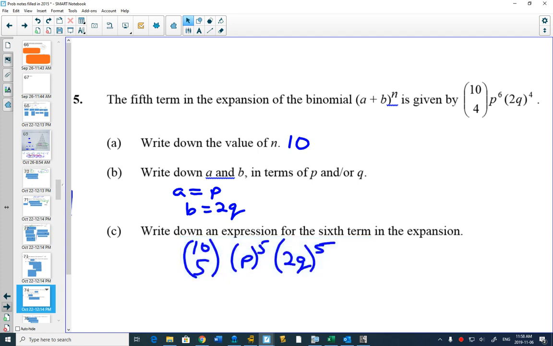And then writing an expression for the sixth term, well, you could just use your formula. You could expand this. I'm not going to right now to save us some time.